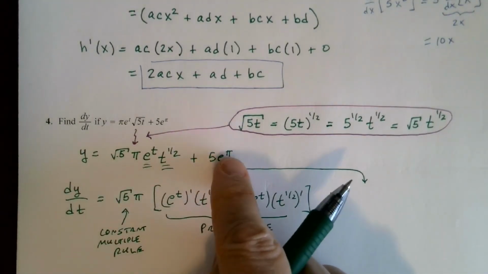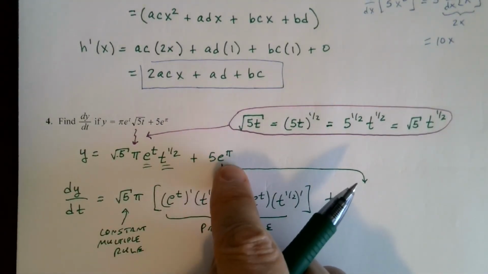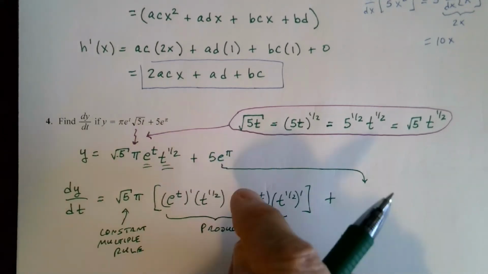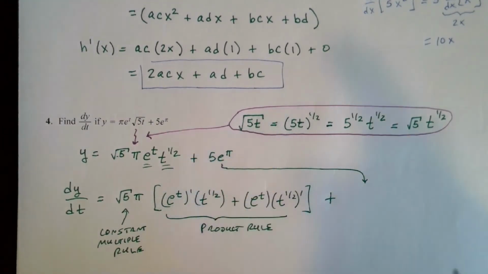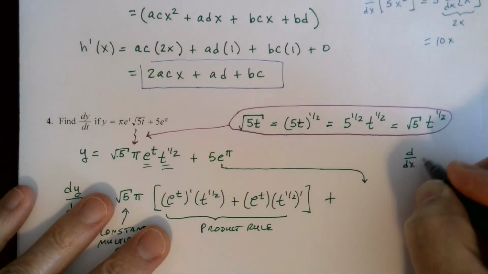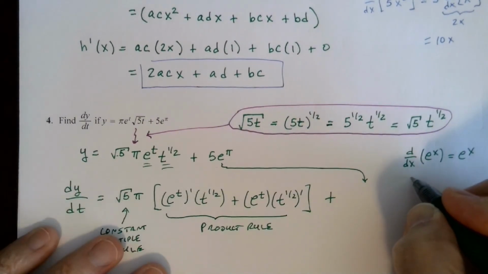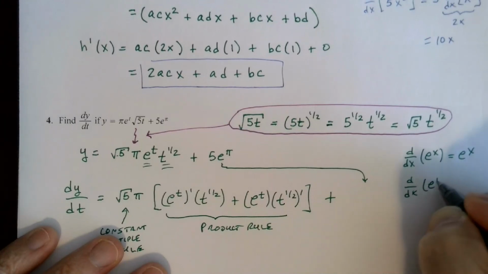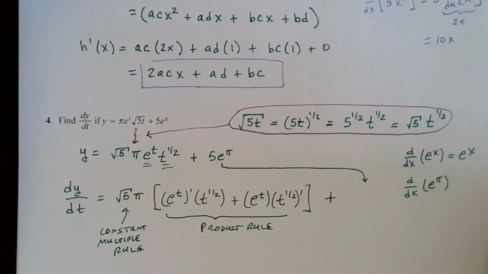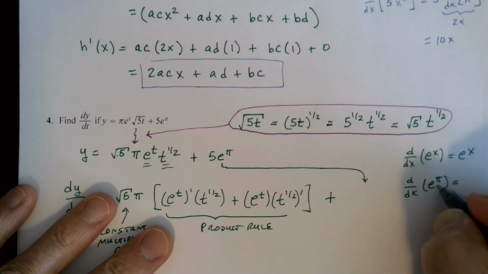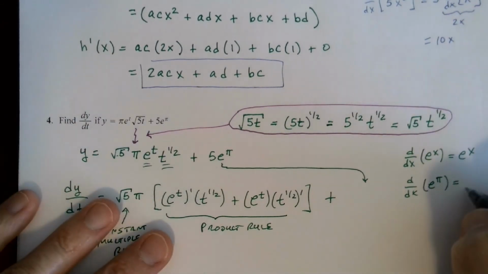Now, someone says e to the pi. 5 is a constant. E to the pi? Someone might say the derivative of e to the pi, isn't that just e to the pi? The derivative of e to the x is indeed e to the x. If I take the derivative with respect to x, I get e to the x. But the derivative with respect to x of e to the pi, is that e to the pi? No. E to the pi is a constant. Where is the x variable? There is none. This is a constant. You can use your calculator to approximate this number. Derivative of any constant is what? 0.